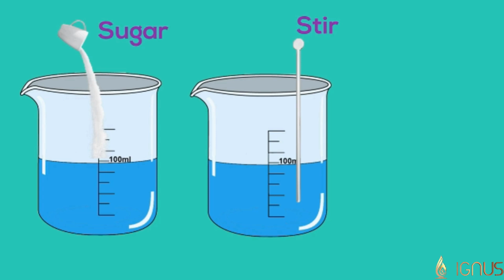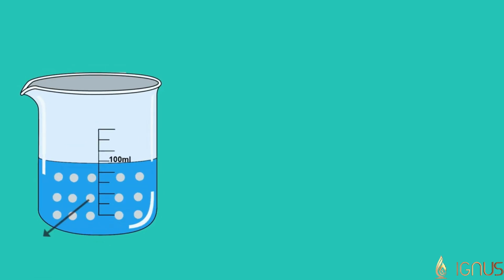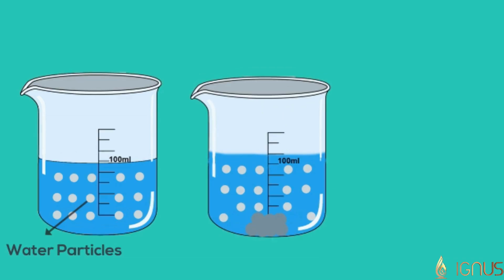Why is the level of water the same even after adding sugar? Where did the sugar go? This can be explained if we assume water and sugar are made of small particles. Water is made of water particles.